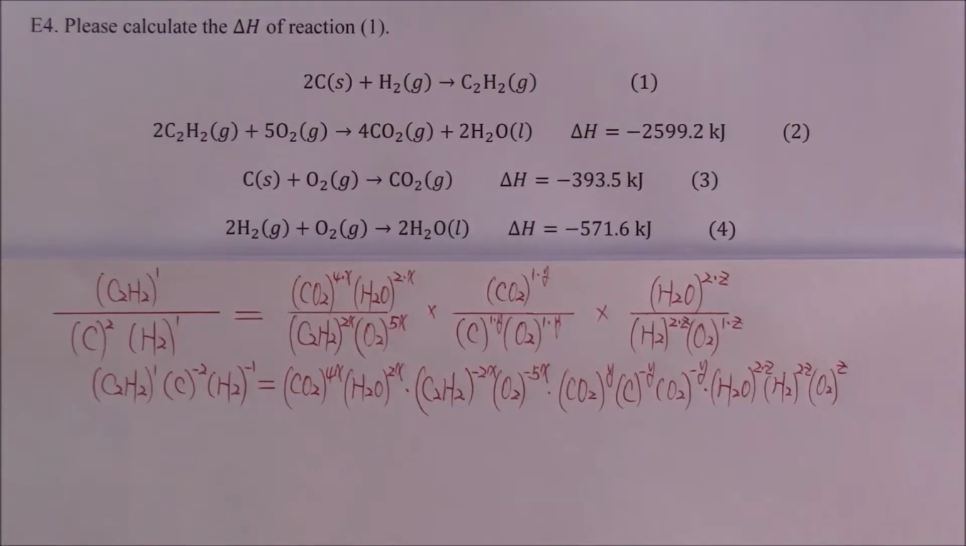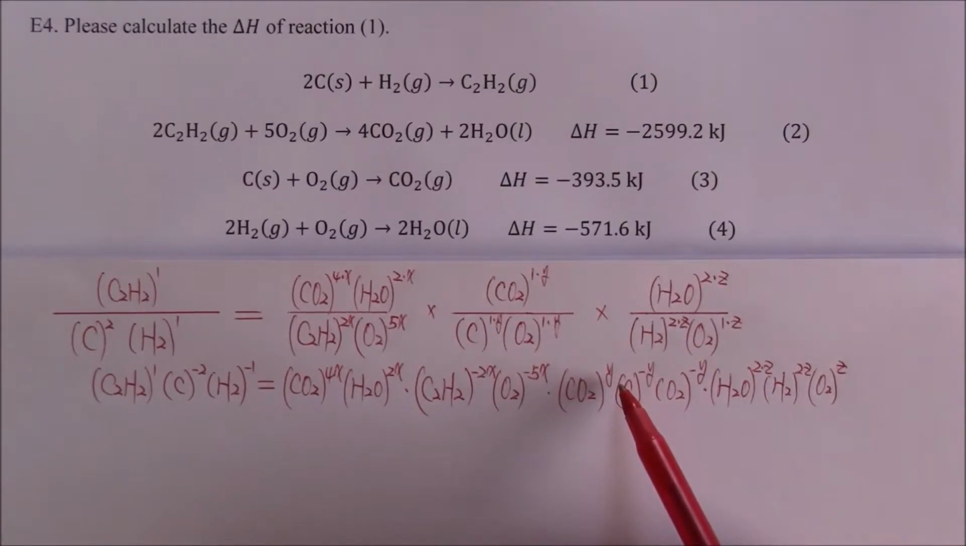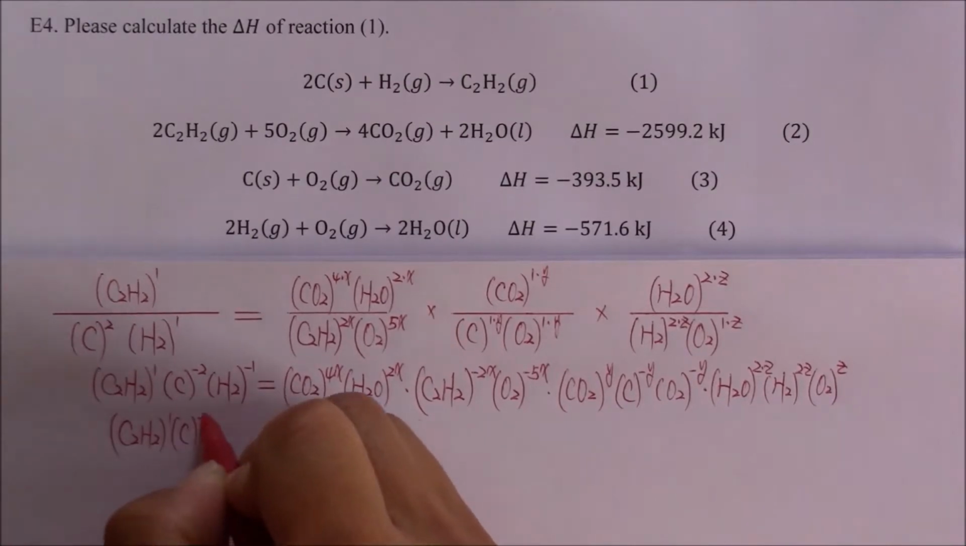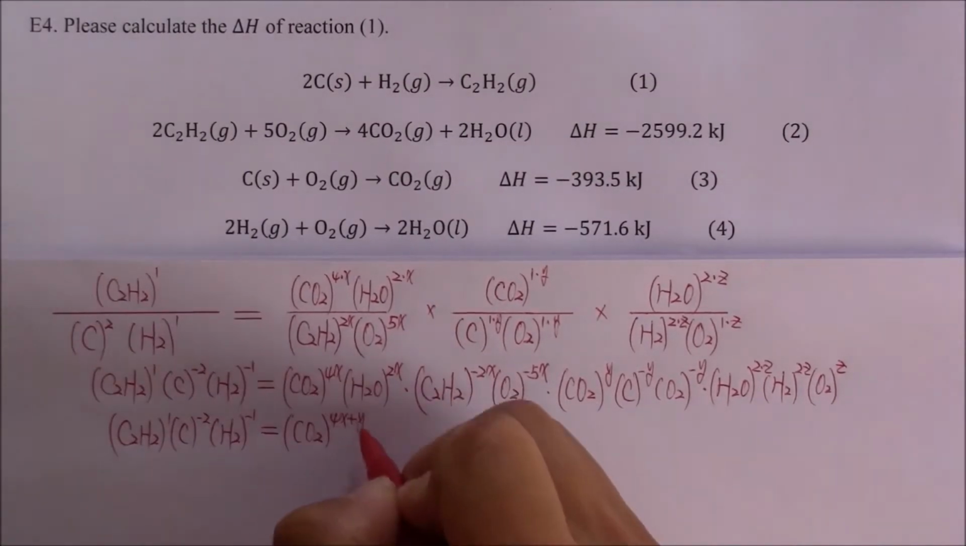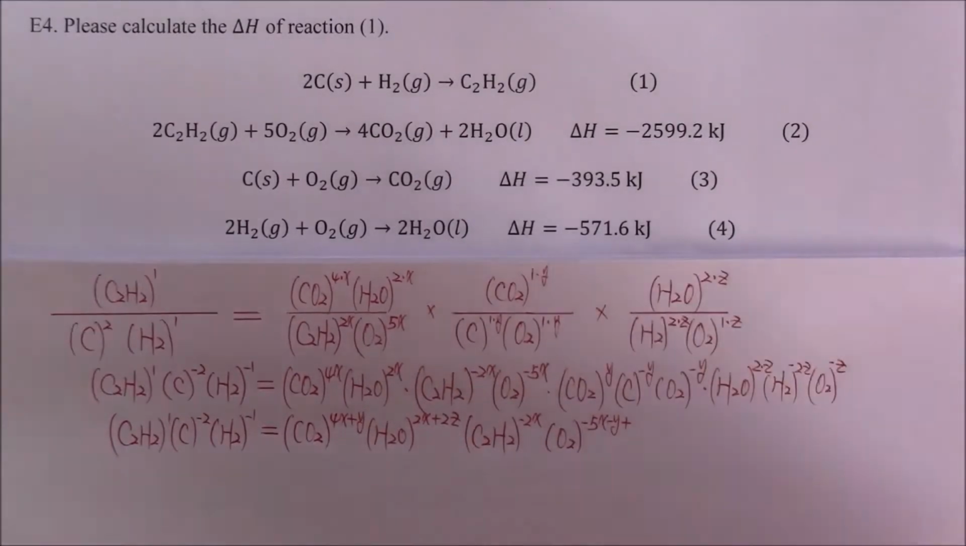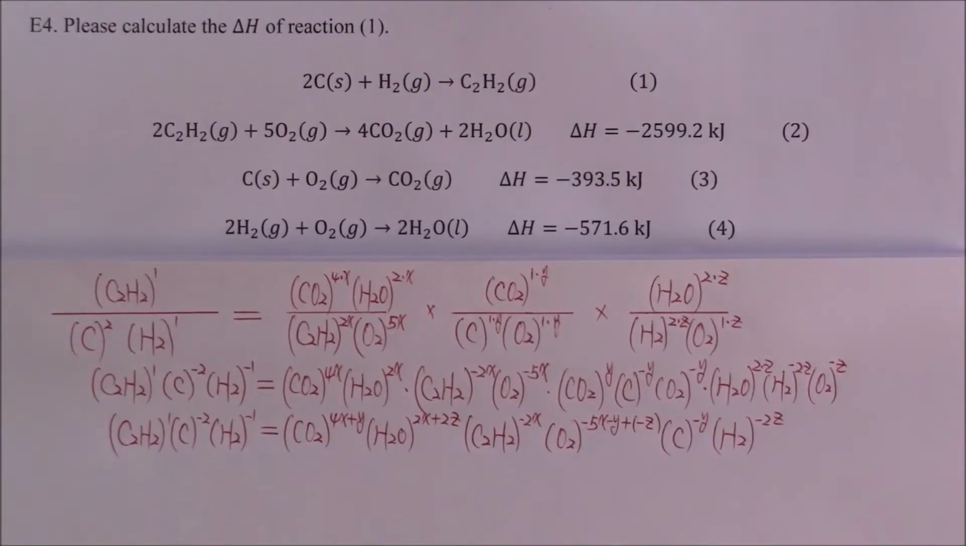Then we will combine the same chemicals together. For example, for CO2, we have 1 term, 2 terms. We will combine them into 1 term. It will become CO2 to the power of 4x plus y. We will do the same for all the other chemicals. Now we can try to calculate the values of x, y, and z.